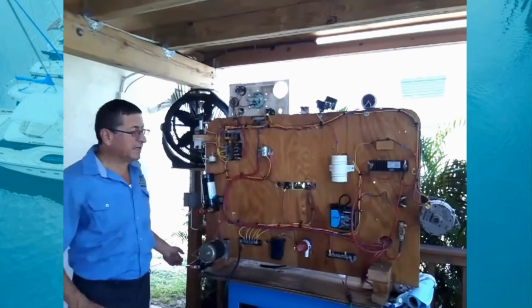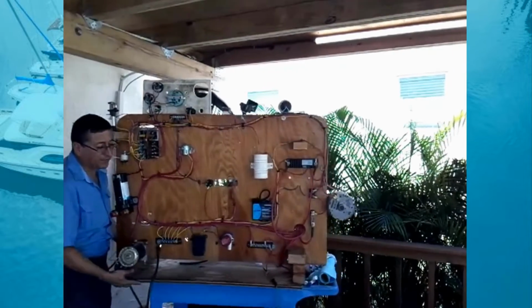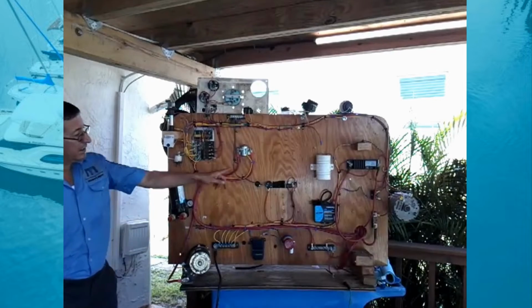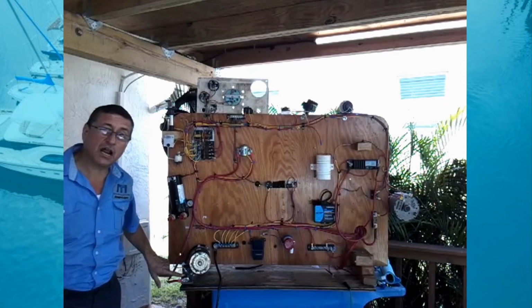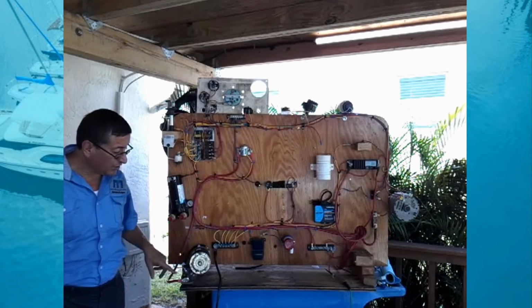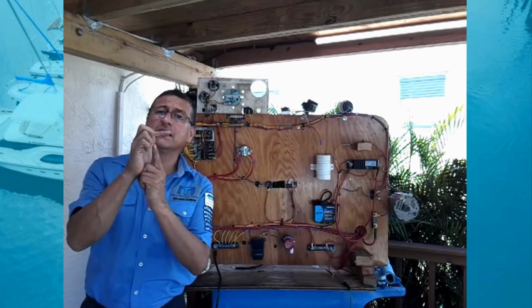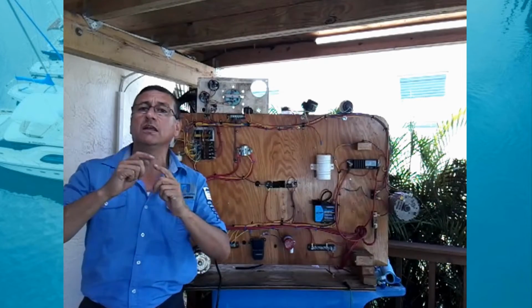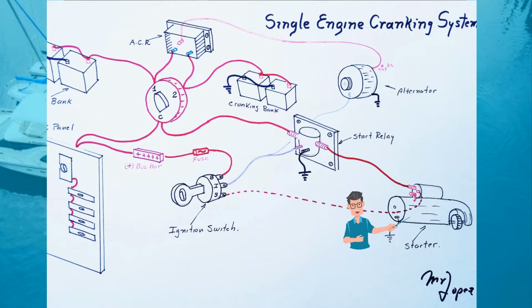Okay guys, in this particular example, I have a board that I prepared for you in order to explain properly the crank relay and the start solenoid. That solenoid is part of the start motor. When the solenoid is activated, the gear, the small gear, the bendix, engages with the flywheel of the engine and the engine cranks. This is the start motor, this is the solenoid of the start motor, and this is the start relay.